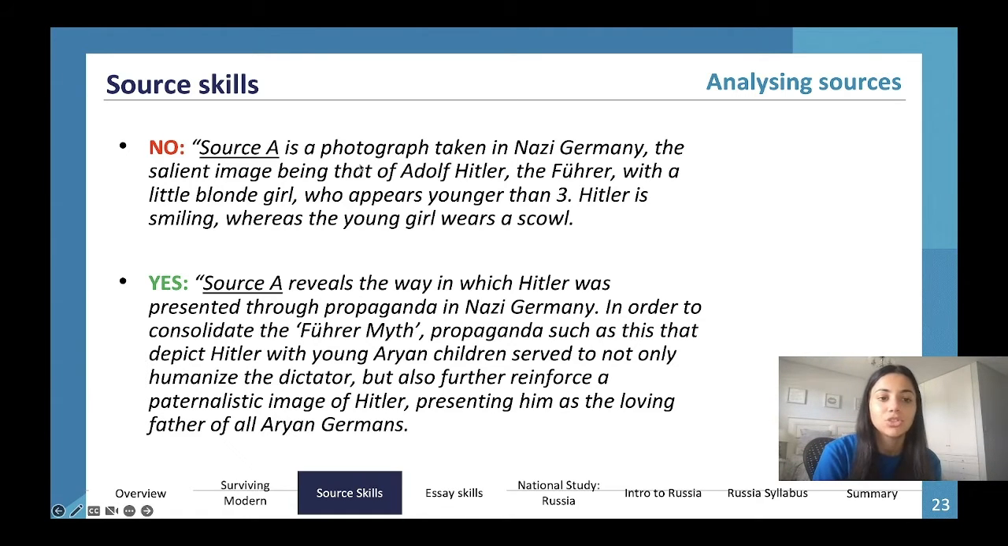So instead of saying it shows this image of Hitler, the Führer, show how it reveals him as the Führer, and what propaganda and paternalistic image it's presenting. So yeah, that's how to get a band 6 in modern, guys.